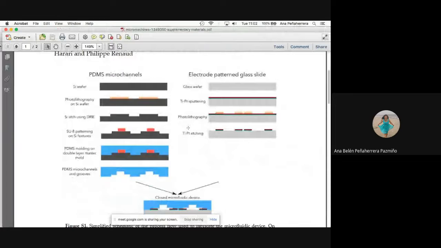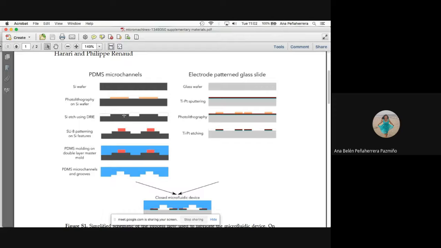So they are going to use soft lithography. Here is the silicon wafer, then with a mask, and by DRIE, they are going to produce these microchannels, as you can see here. And after that, they are going to spin SU8 so that they produce another level. And after that, they are going to cast the PDMS slab, as you can see here, how the design is replicated.